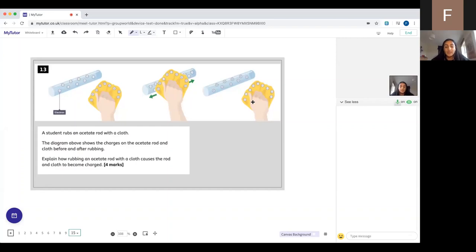And if you want to know where you'd get all 4 marks, the first one would be saying that friction is the reason that the electrons move. The second one would be that the charge on the rod is positive because it loses electrons. The third would be the charge on the cloth is negative as it has gained electrons. And the fourth would be, and this therefore allows them to become net positively charged or net negatively charged. And that is quite a common question that comes up time and time again. It's the acetate rod with the cloth, and you just have to explain how they become electrically charged.